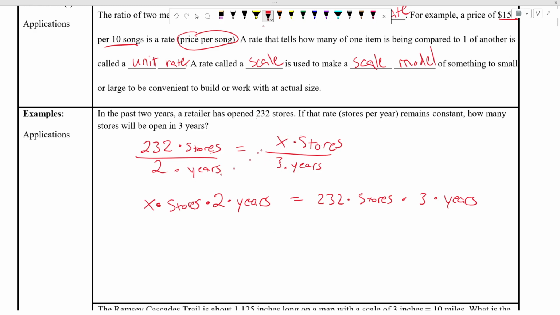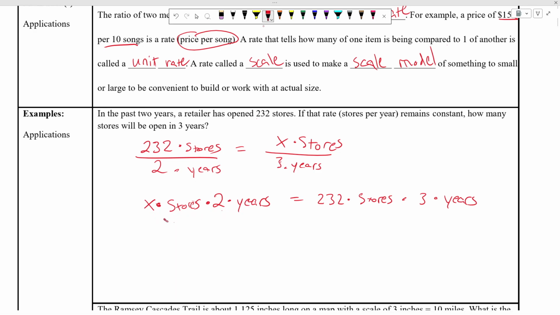The number of stores, which happens to be represented by x here. So what I would end up wanting to do is basically the same as if I were solving any other equation. I want to get x all by itself. Well, what's happening to x right now? It's being multiplied by this concept of stores. It's being multiplied by this number of 2, and it's being multiplied by this concept of years. So I want to inverse what's happening to this x.